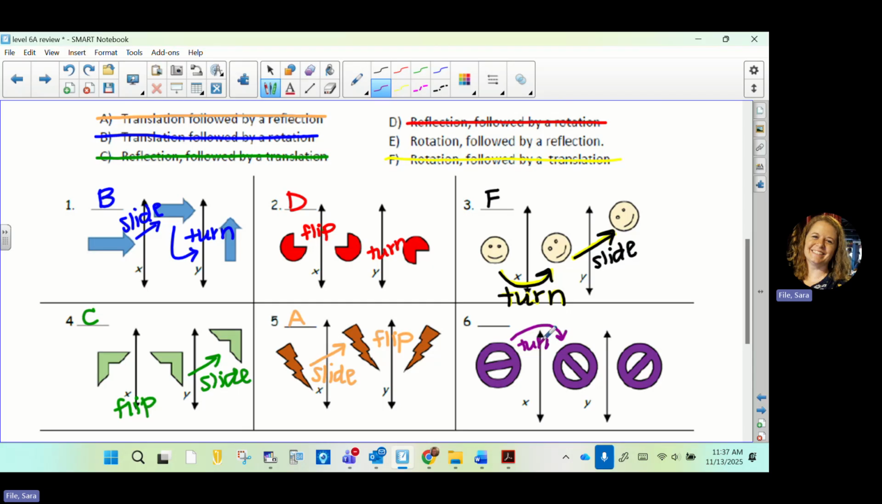So they turn it, and then it's again at a different angle. Okay, and it's the opposite angle because it has been flipped or reflected. So this one is a turn, then flip. So that's rotate and reflect.